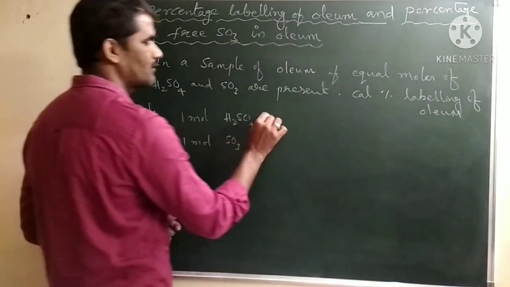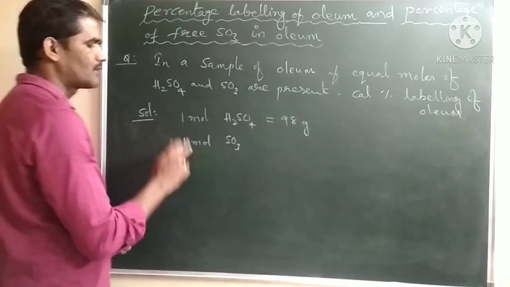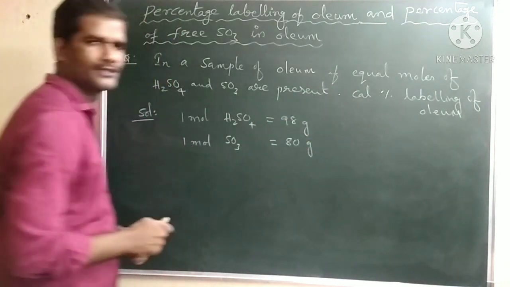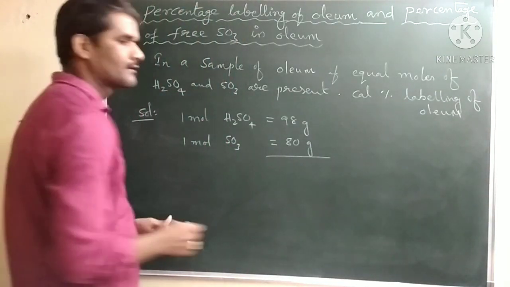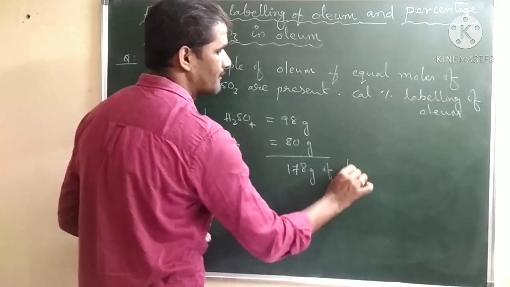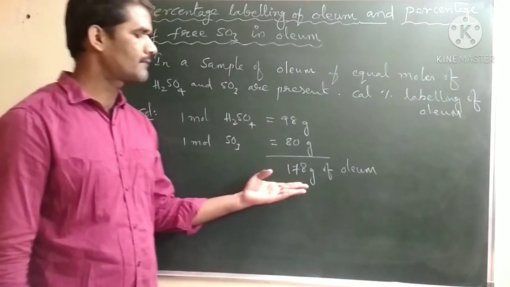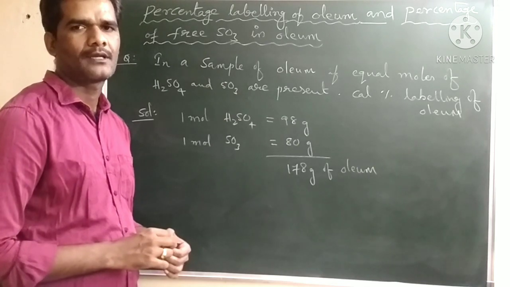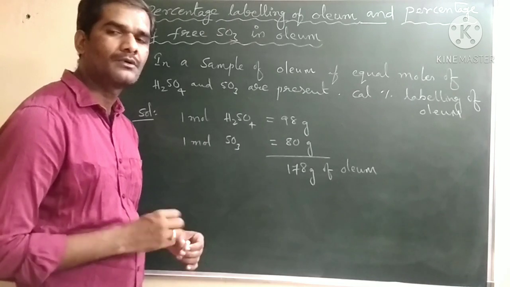1 mole H2SO4 means what? 98 grams of H2SO4. 1 mole SO3 means what? 80 grams of SO3. Now what is the total oleum? This is 178 grams of oleum. If you take equal moles, that is 1 mole, the oleum sample is 178 grams of oleum. Now this 178 grams of oleum requires how much amount of water?